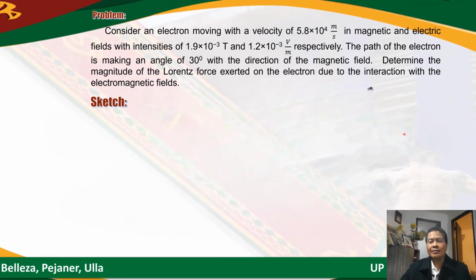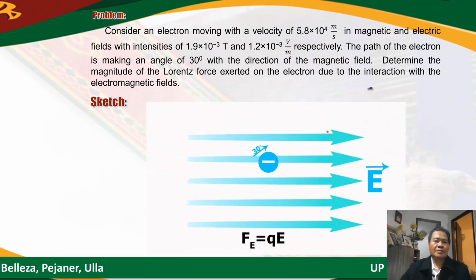We can have our sketch. Okay, take note that Lorentz force, as we all know, is the sum of your electric force brought about by the electric fields and the magnetic force brought about by your magnetic field. And in this case, you have here a moving electron at 30 degrees to the direction of your magnetic field. In this case, we are considering the electric force, so you have a representation here of your electric field shown by the different arrows. And take note, your electric force is given by the product of the charge of your particle, in this case, the charge of the electron, times the magnitude of your electric field E.